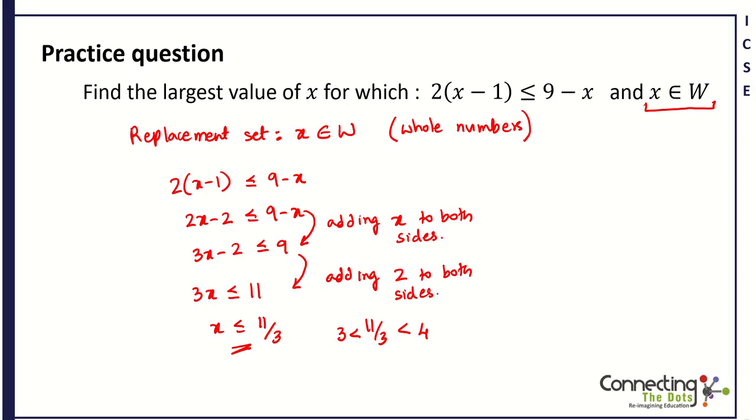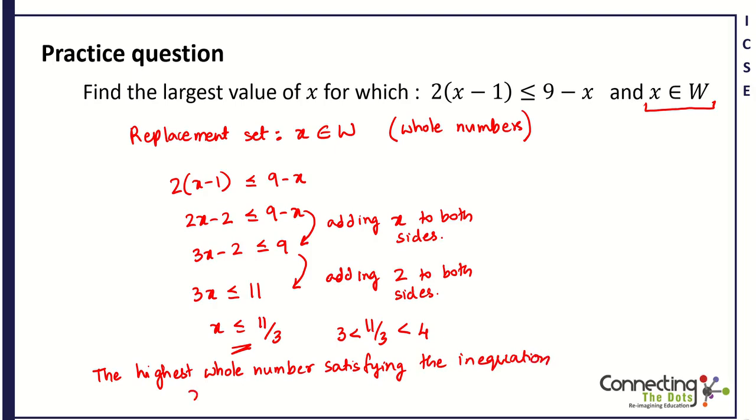So the highest whole number satisfying the inequation x is less than or equal to 11 by 3 is x. So think about what is the highest number. If you put x is equal to 4, then it will not be satisfied. So it has to be 3.